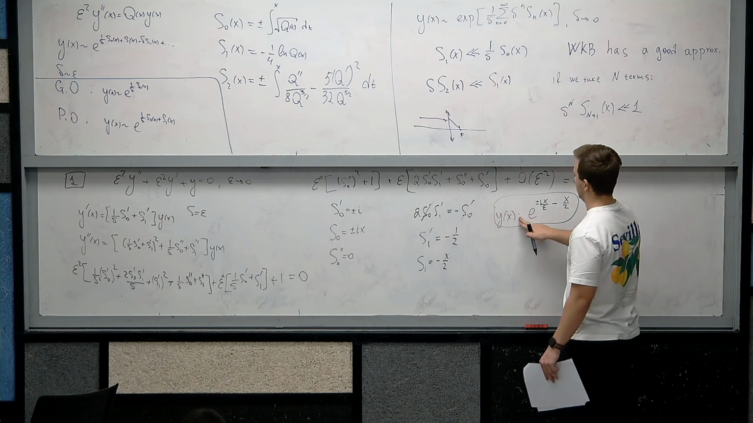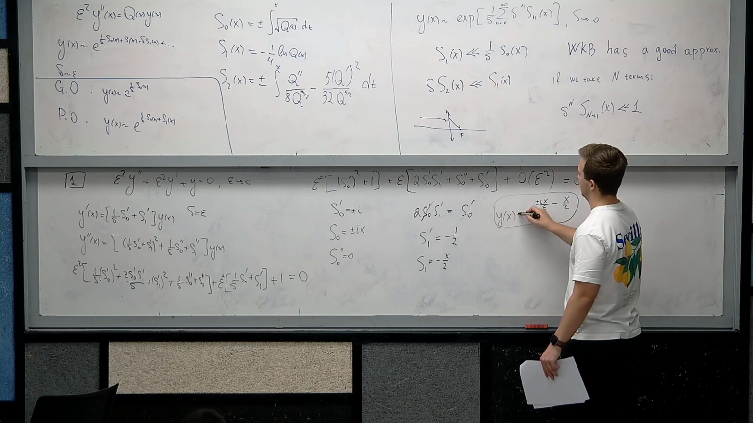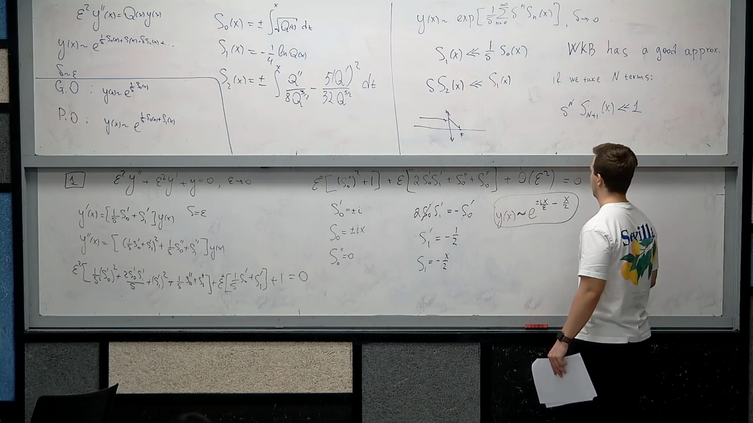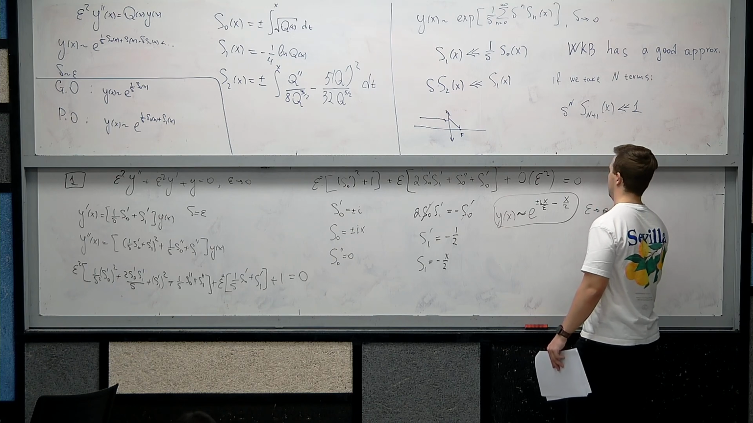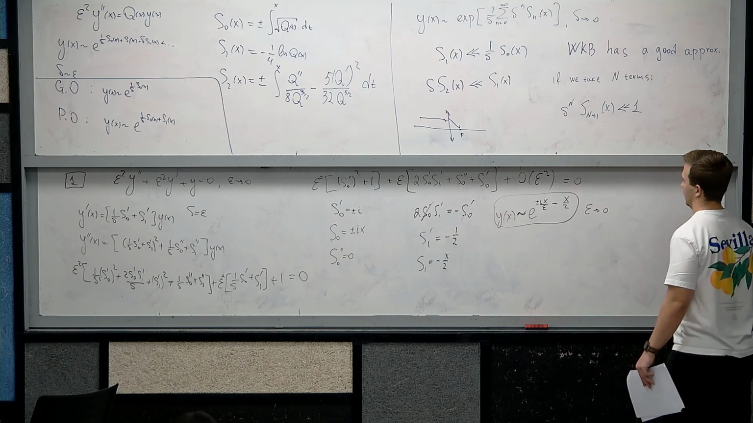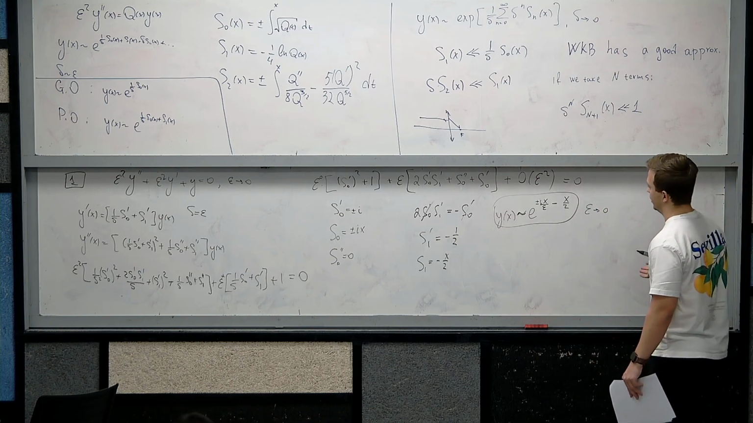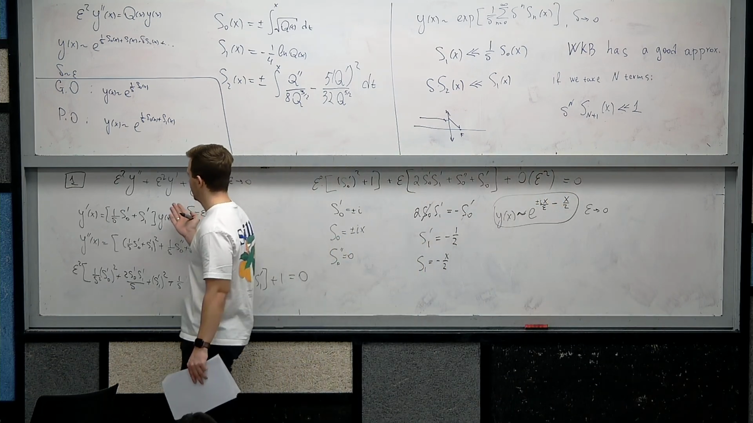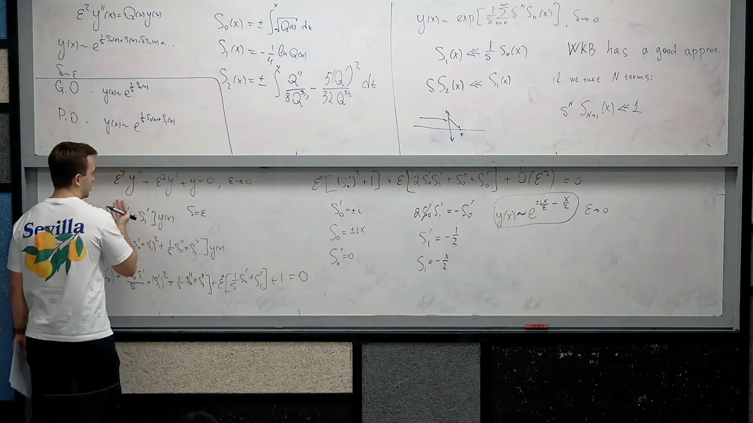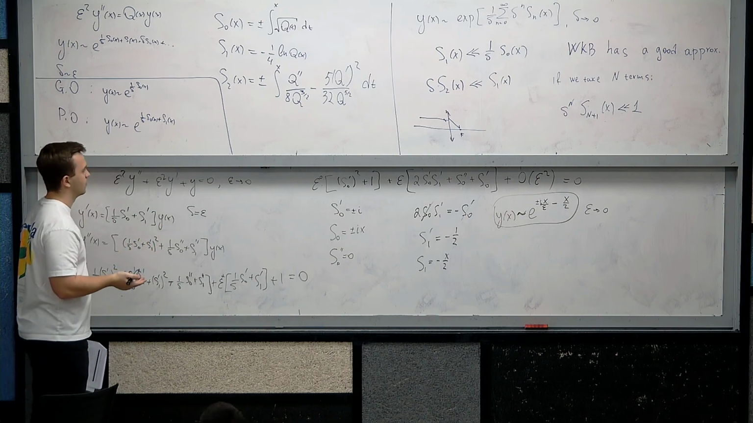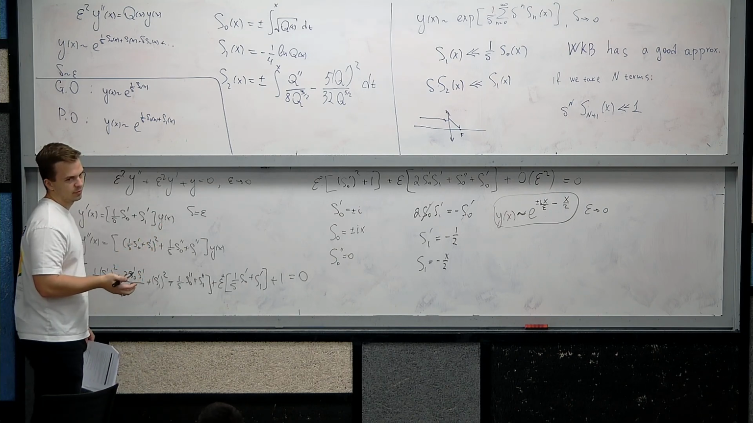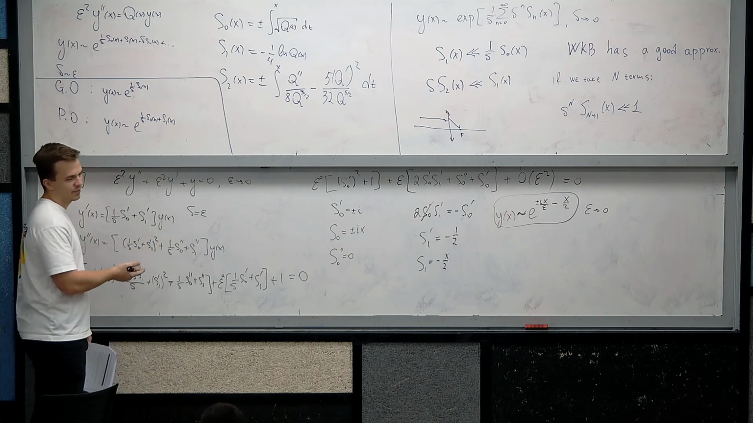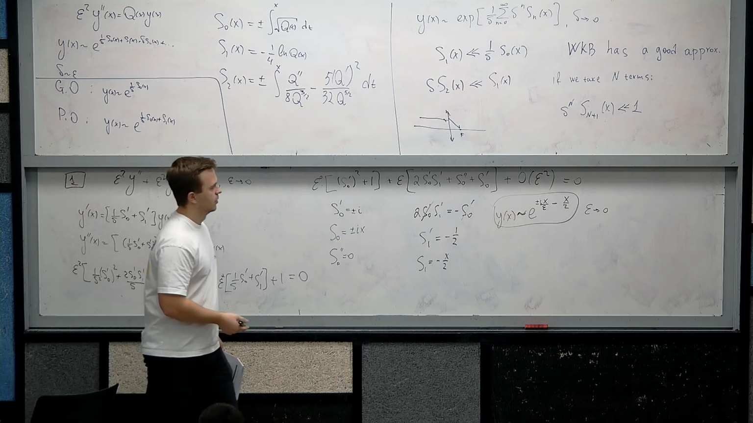I should write here as epsilon goes to 0. But we can check whether it's true or not. Why? Because again, this is just a second order differential equation with constant coefficients, and we can solve it exactly. So let's check.